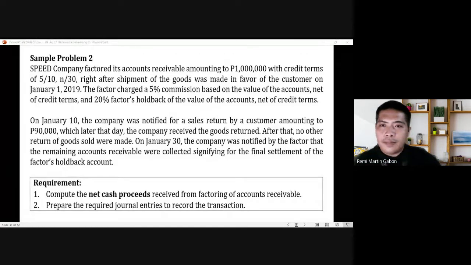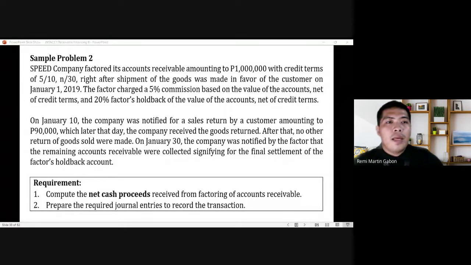Ito meron. 5 is the rate of the discount, 10 is the discount period in days, and net or no discount, 30 is the collection in days. 5% discount within 10 days, no discount within 30 days. Meron naman pala. Kala ko walang nakakaalala. Okay, so that's correct. Also, we can interpret N30 as normal price after 10 days or within 30 days. So therefore, no cash discount.